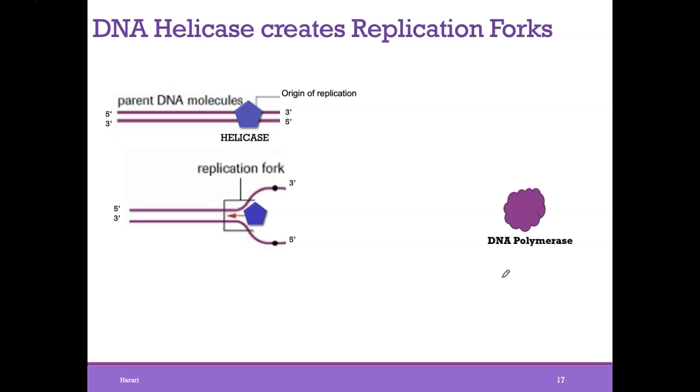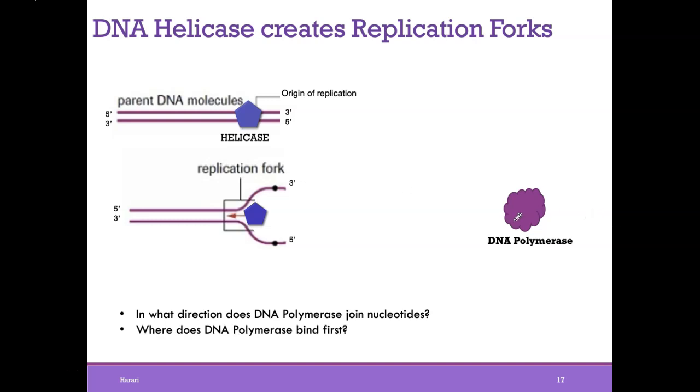Here's DNA polymerase. Now, where will DNA polymerase want to go? Right? Remember, DNA polymerase joins nucleotides 5' to 3'. So how could it do that? Well, if it binds over here, if DNA polymerase binds over here, let's say that's the DNA polymerase, then it can easily make DNA 5' to 3'.